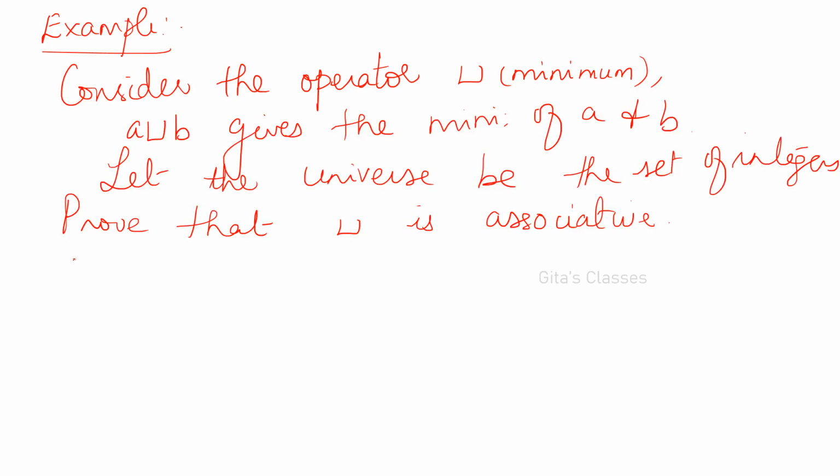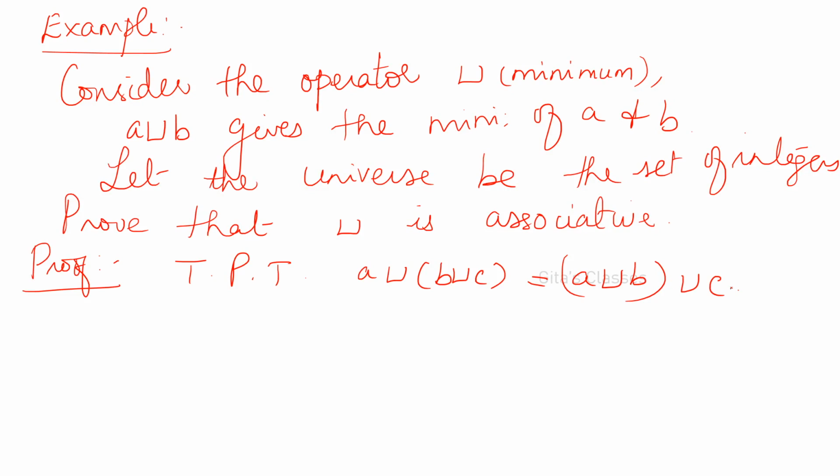So what you have to prove now? To prove that A min of B min C is equal to A min B min C. If you take the minimum of B and C first, then with the resultant value with A, if you take minimum, it should be equal to first taking the minimum of A and B, then with the resultant value with C. Then both should be equal, and we can say that it is associative.